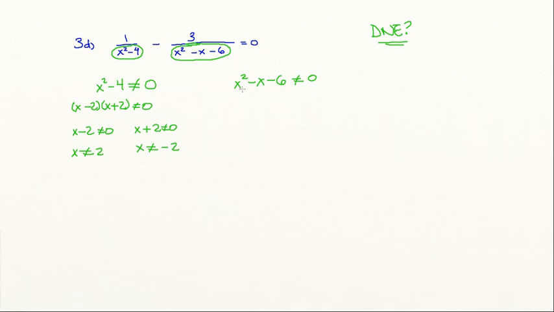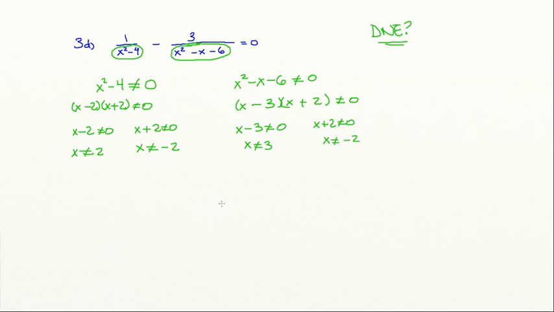All right, let's do x squared minus x minus 6. Let's see if we can factor this. Two numbers that will multiply to negative 6 and add to negative 1. So x minus 3 cannot equal 0. X plus 2 cannot equal 0. So x cannot equal 3. X cannot equal negative 2. We already have that one.